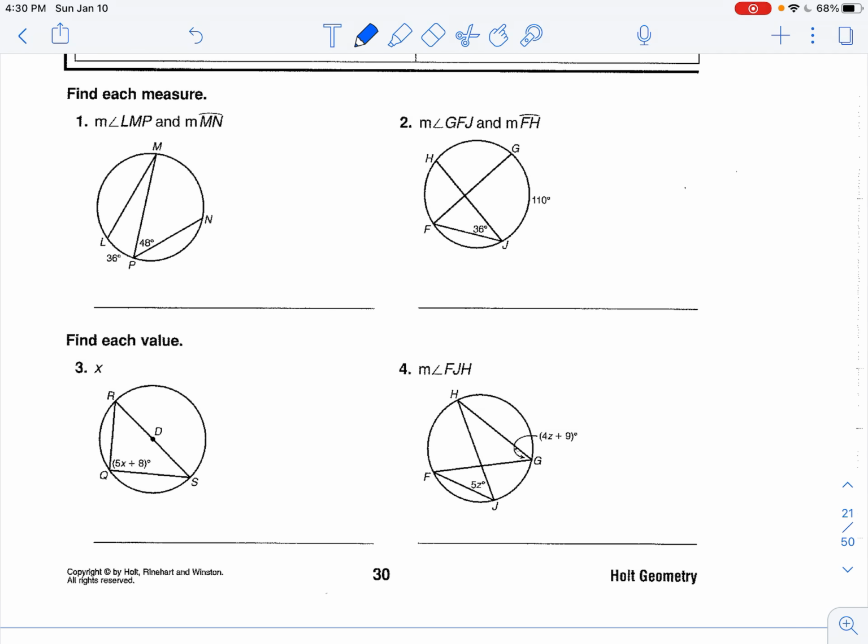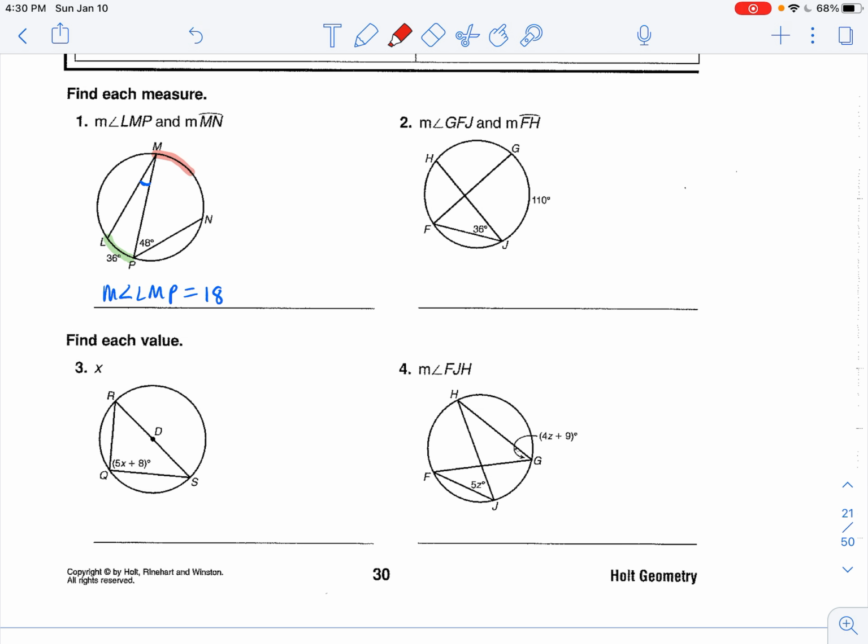In problem number 1, it says find each measure. So the measure of angle LMP, this is an inscribed angle. The inscribed angle is half of the measure of the arc. So this angle is half of 36. Half of 36 is 18. So the measure of angle LMP is equal to 18.